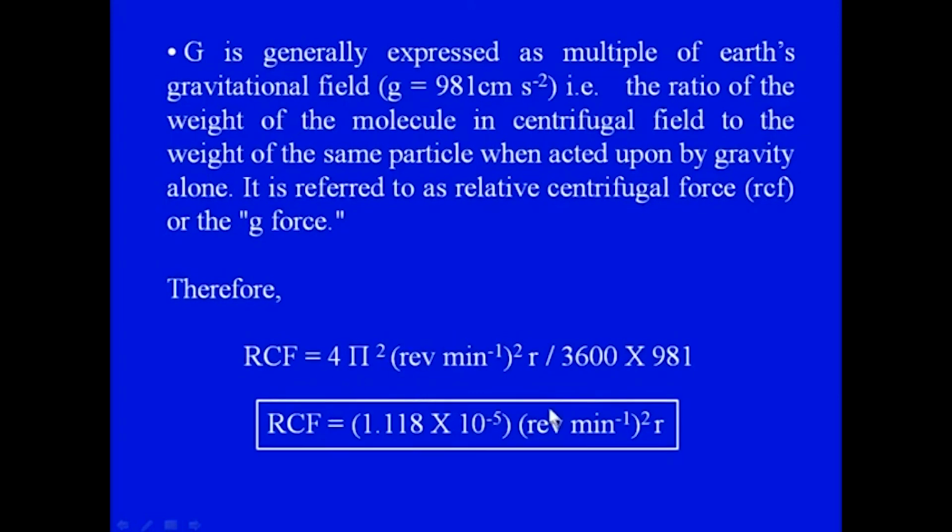The relative centrifugal force can be given by this equation, where you divide by 981, the gravitational acceleration, to give the relative centrifugal force. In simplified terms it comes out to be 1.118 into 10 raised to power minus 5, times revolutions per minute square, times the radial distance. This is how you can calculate relative centrifugal force in terms of the gravitational force, which is the most widely used term here. So either revolutions per minute or the relative centrifugal force could be utilized.